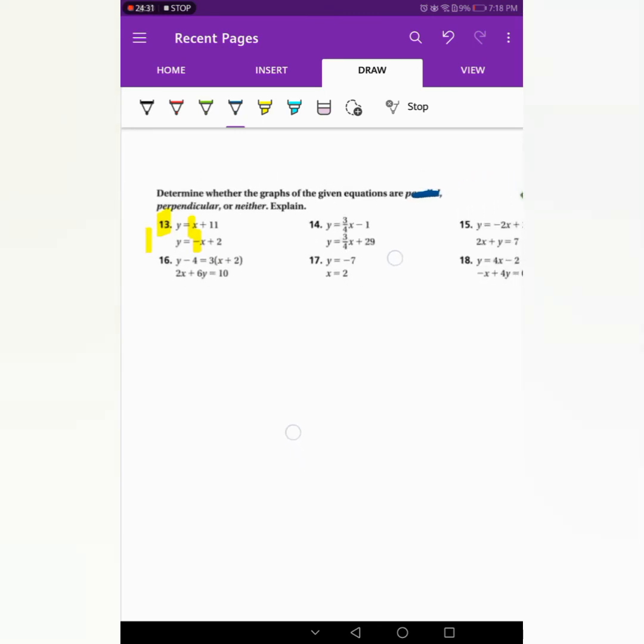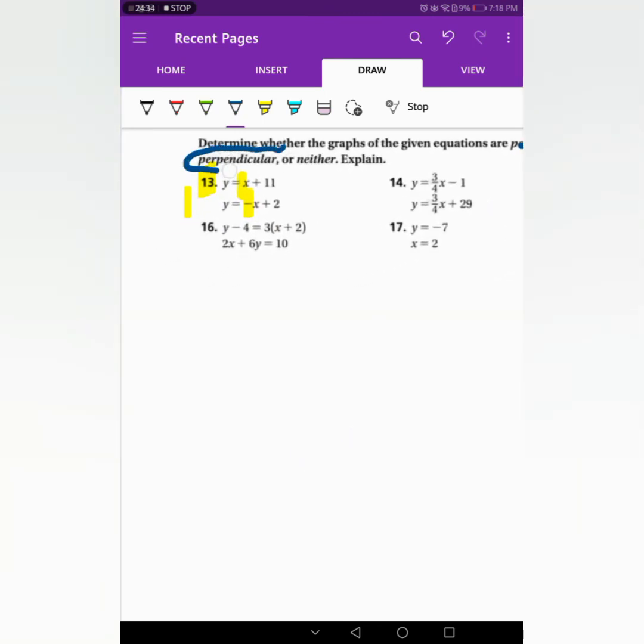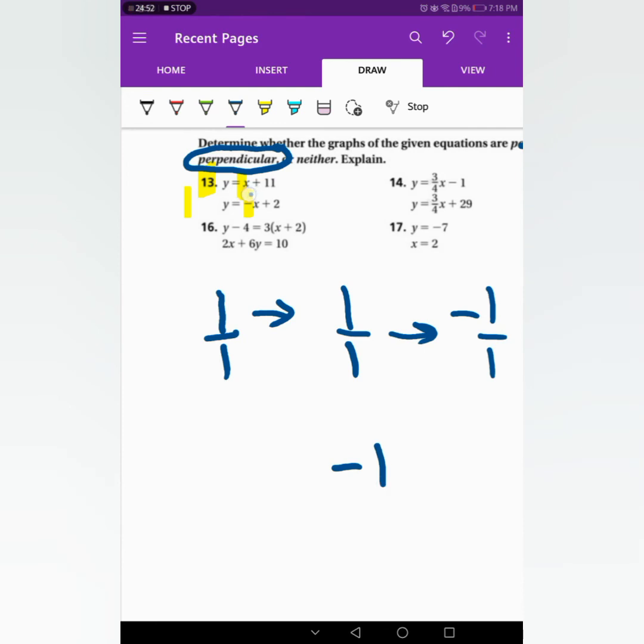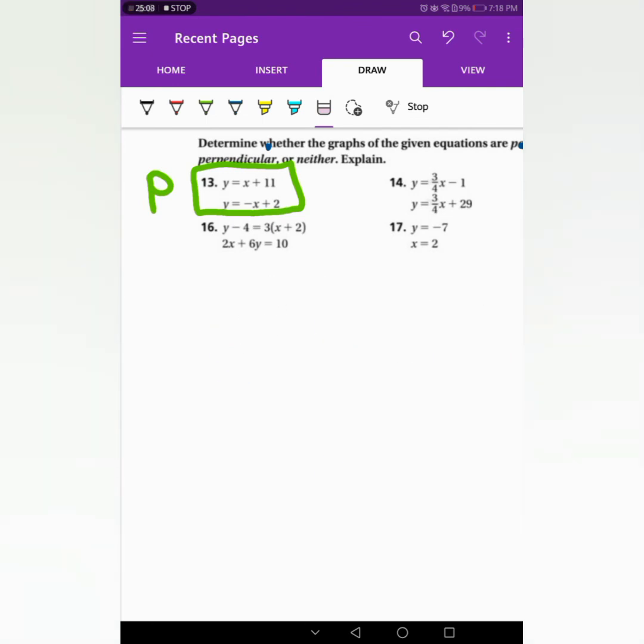Now let me check if they are perpendicular. I have 1. Can I flip it? It is 1 over 1. Flip it, 1 over 1. Change the sign, -1 over 1, which equals -1. And as you see here, it is -1 and 1. They are perpendicular. So here I will write P. So question number 13, they are perpendicular.